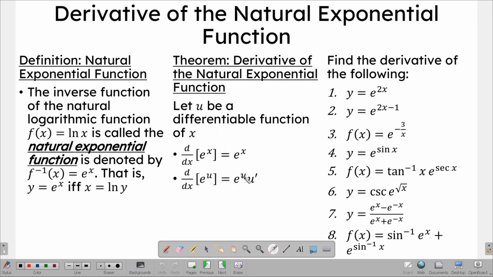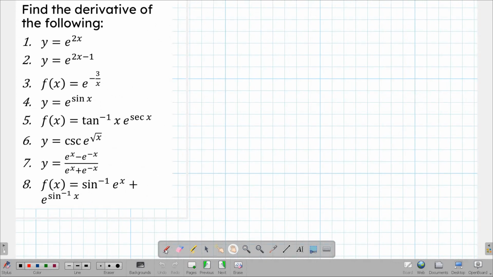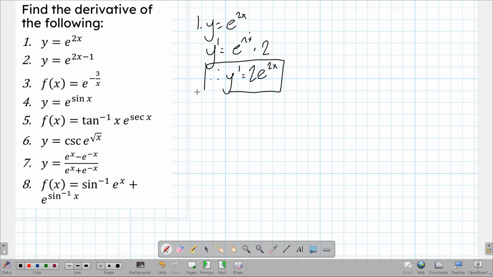So showing that, let's have that in number 1. In number 1, we have y is equal to e raised to 2x. Therefore, y prime would be equal to the original one, that's e raised to 2x, times the derivative of 2x, which is 2. So arranging it more properly, y prime is 2e raised to 2x.